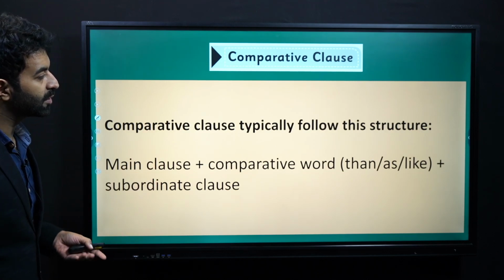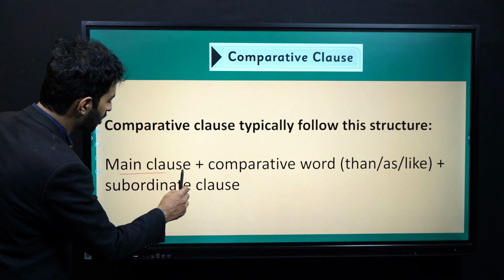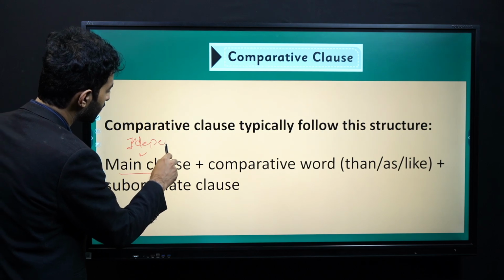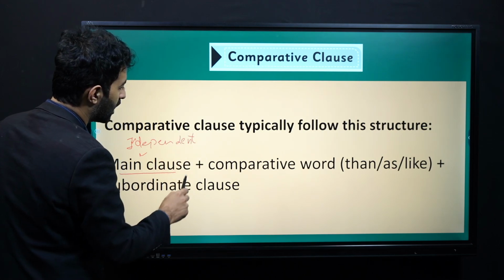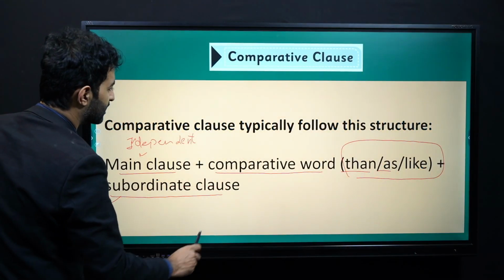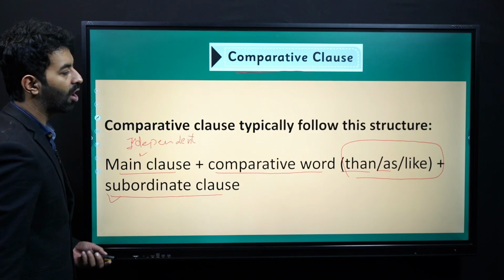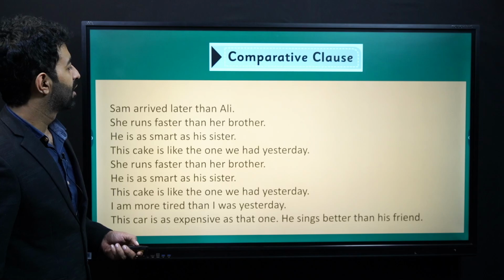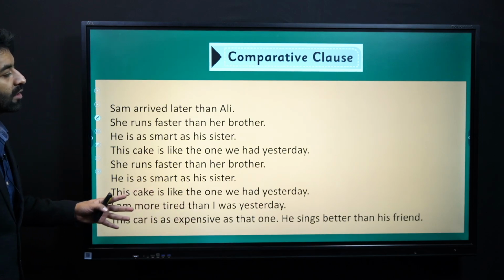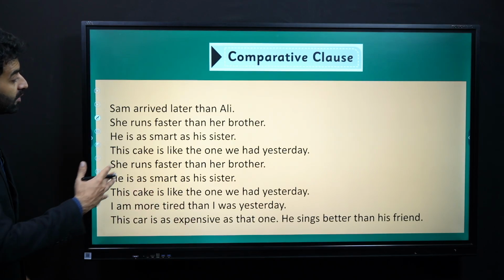So this is how you typically follow the structure. You have your main clause, which is the independent clause. All right, independent clause. We know what an independent clause is, plus any comparative word, for example, "than", "as", or "like", and then your subordinating clause. And when you combine your "than" or this kind of word with a subordinating clause, that becomes a comparative clause or comparison clause. Now let's have a look at all these different examples. I hope that you can clearly read this on the screen.